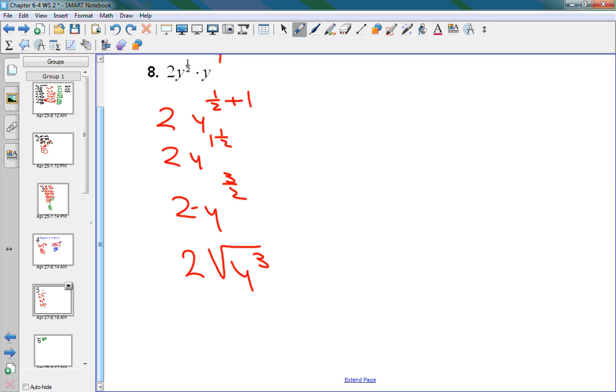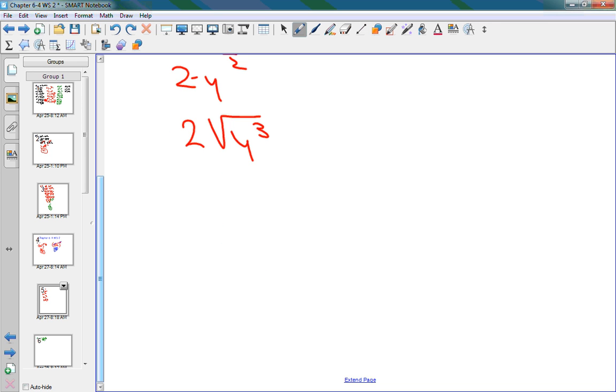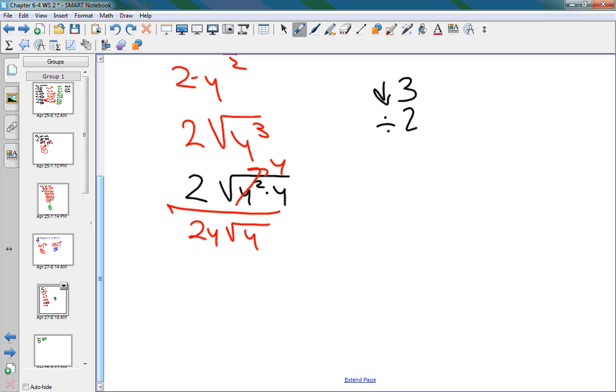Now, is this done? No. Why is this not done? Because I have 3 y's inside of a square root symbol. So that square root is going to turn into the square root of y squared times y, because I need a number smaller than 3 divided by 2. The number smaller than 3 divided by 2 is 2. Why do I have y at the first in there? Because I need a total of how many y's? 3 y's. Very good. What is the square root of y squared? That comes out as a y, so I have 2y times the square root of y, and I'm done.